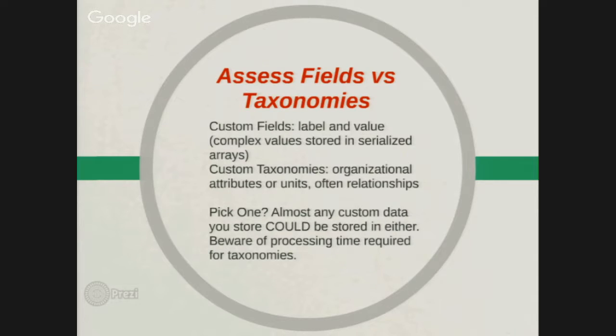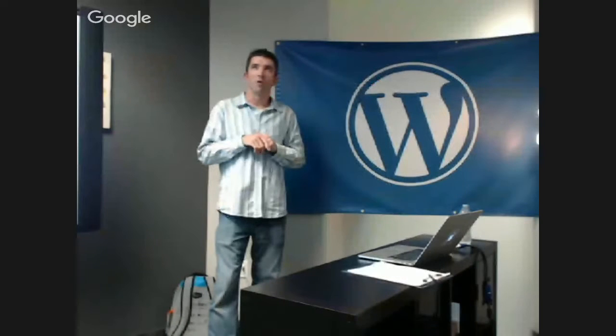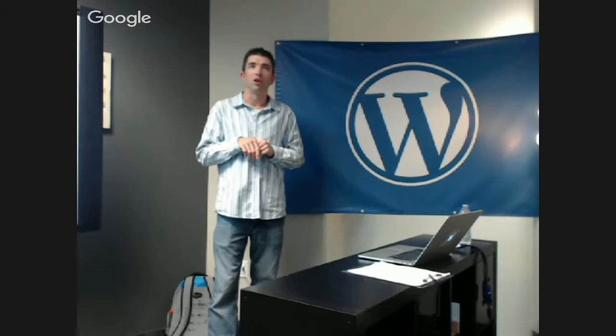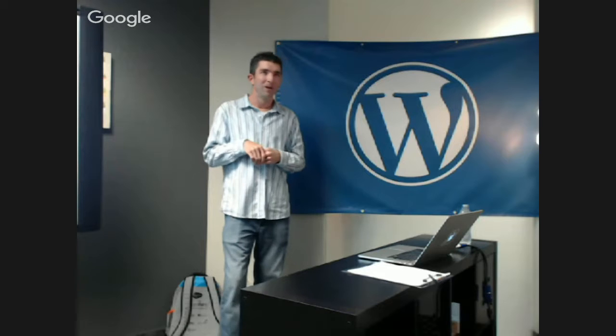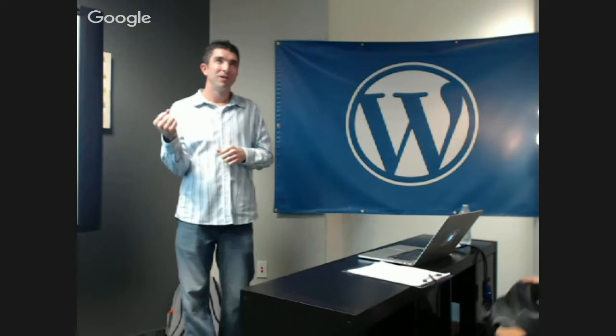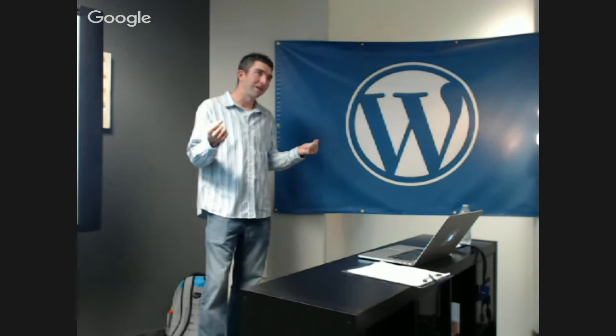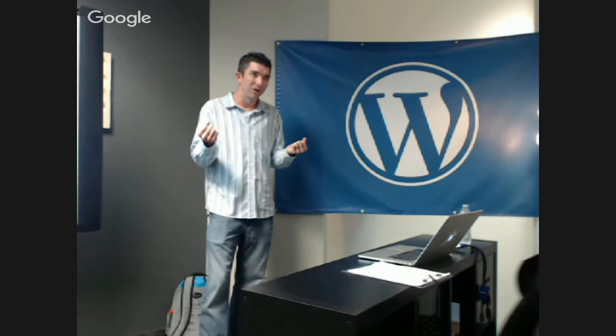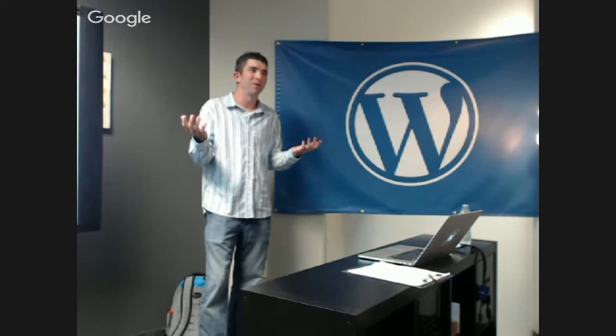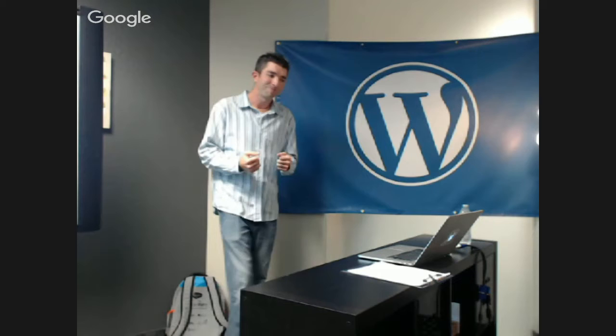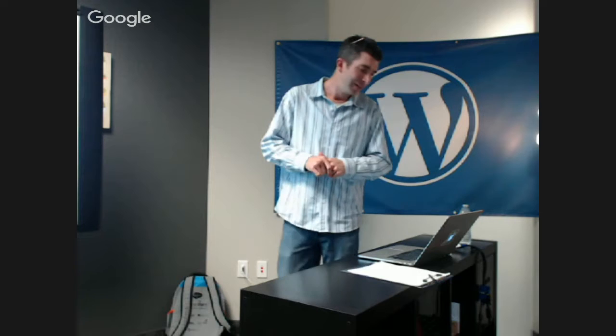Okay, so I have my product and it has a title. Obviously it needs more than that, so maybe it's got a color. Now, are we going to create a custom field, or are we going to create a taxonomy? And which one do you use? Well, realistically, you could use either one. I'm going to give you an idea of how I choose for myself, but there's really no right or wrong way. It's just different ways to create the same thing.